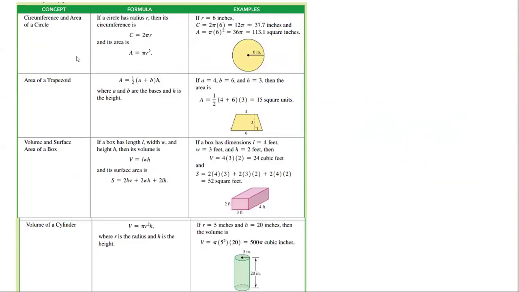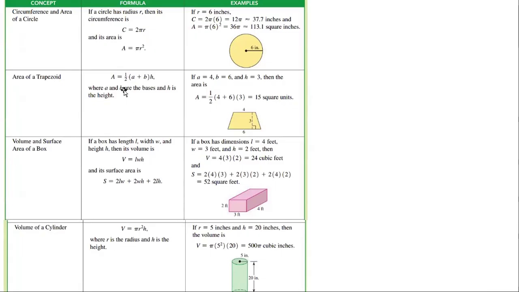All right, so here we have four more types: a circle, a trapezoid, the volume and surface area of a box, and then the volume of a cylinder. For the first one, the circle, to find the circumference, which is basically the length around the circle, you use C equals 2 pi r. They gave us an example here of how to do that. And for the area, which is inside the circle, that's just pi r squared.